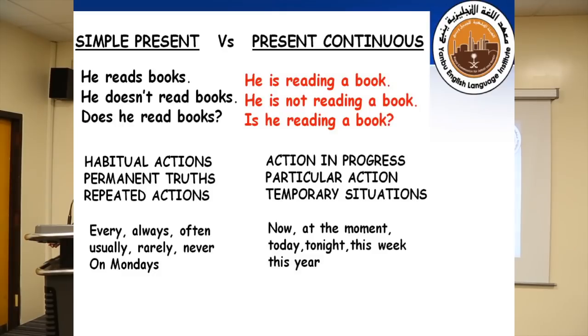No, he doesn't. Present continuous is used when we talk about activities that are happening at the moment of speaking. It means that they are happening now. But it's not necessarily important that the activities are happening right now. It's now or around now. Action in progress, particular temporary situation. For example, he's reading a book. He's not reading a book. Is he reading a book? Yes, he is. No, he isn't. In present continuous, we use words like now, at the moment, today, tonight, this week, this year. We can use these words.